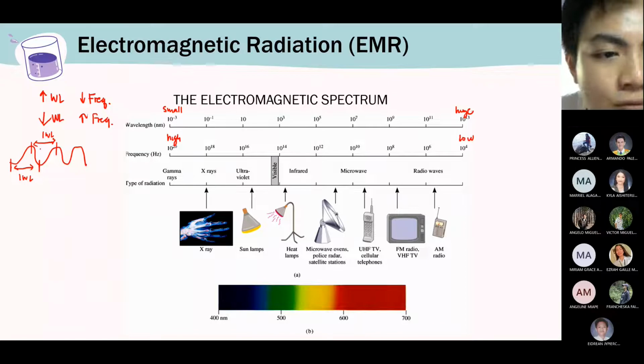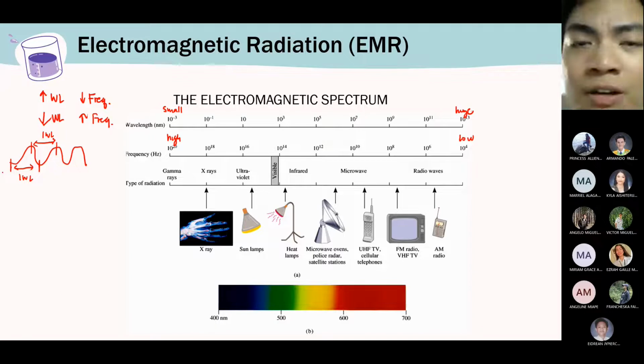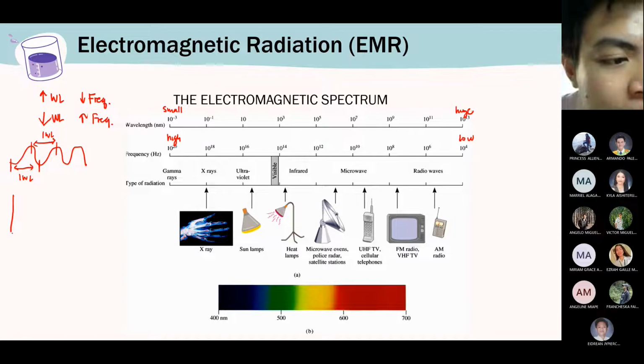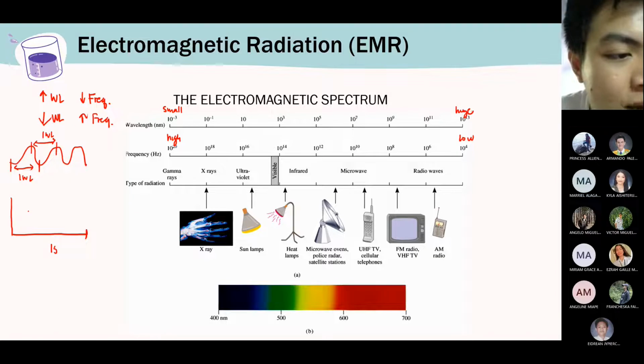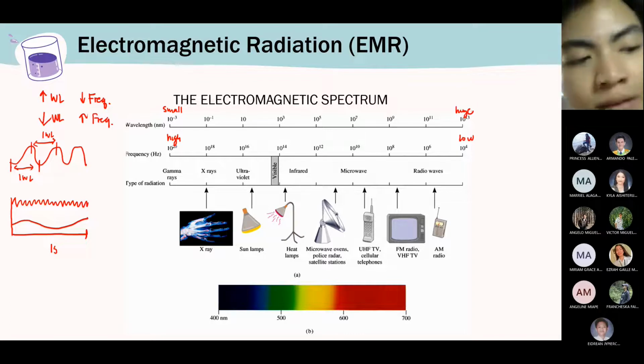Now, let's talk about frequency. When you say frequency, that is the number of oscillations in 1 second. So let's say this is a time scale and this corresponds to 1 second. Let's say this is our time in seconds at the bottom. And here I have two different waves. I have waves like this and I have waves like this.